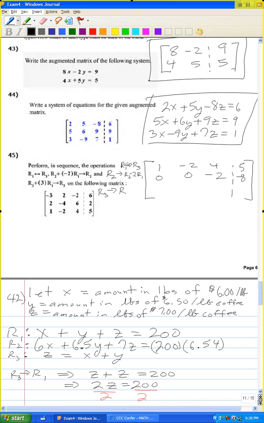Lastly, you take row 3, and I'm going to do row 3 plus 3 row 1. Okay, so this is the new row 3. 3 minus 3 is 0. 2 minus 6 is -4. 12 minus 2 is 10. 15 plus 6 is 21. And that is your answer.